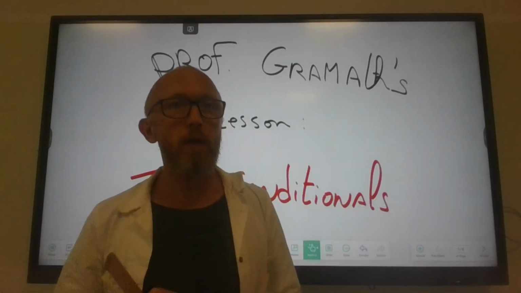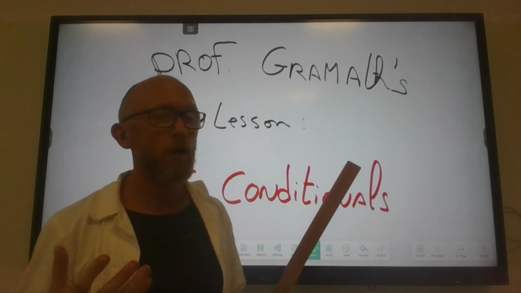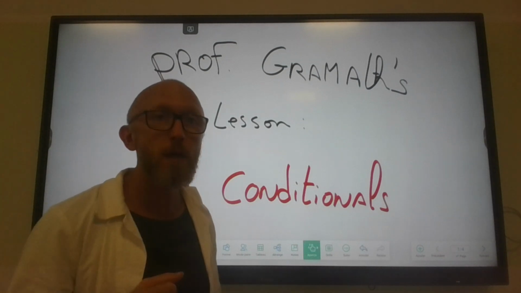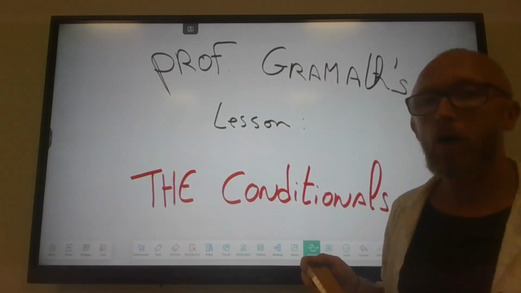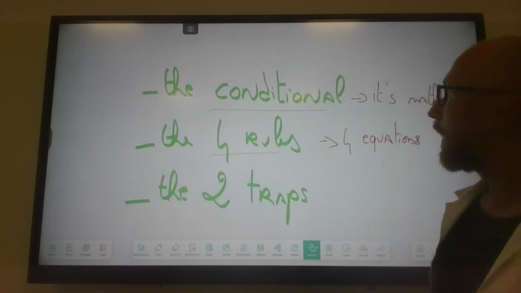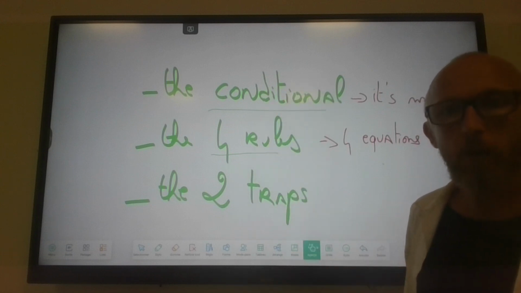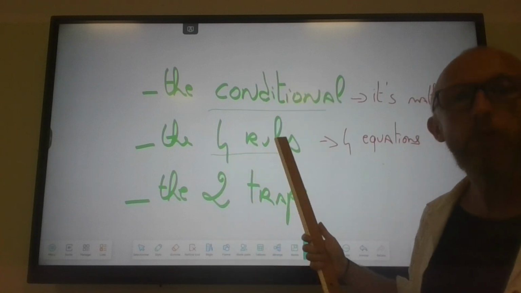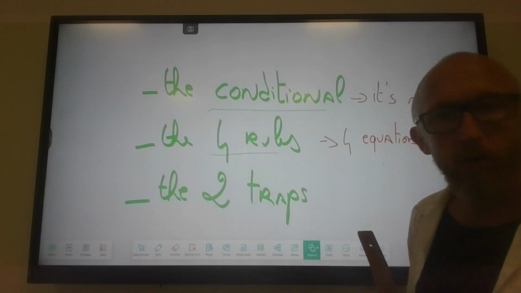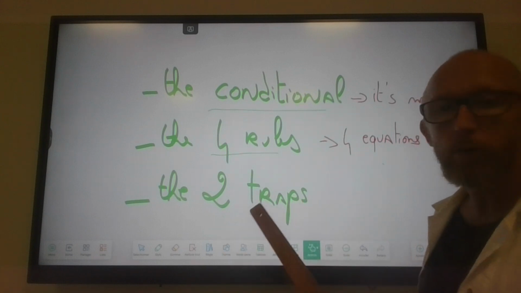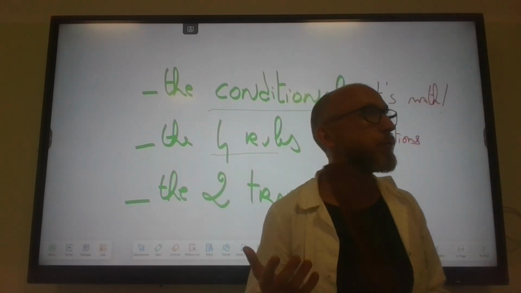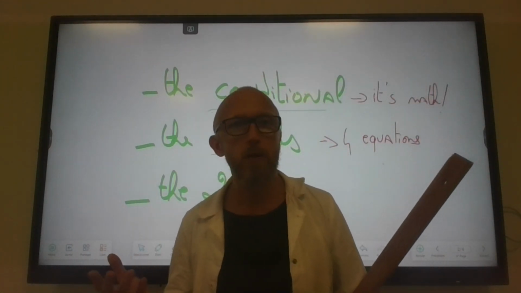So, guys, today my point is to try and convince you that actually trying to see the conditionals as being four mathematical formulas will make life simpler for you. Let me explain. What are the conditionals? Which is the first thing we're going to see together. Then we're going to see together the four rules that constitute those conditionals. And lastly, in order to better avoid them, we're going to see together what are the two traps that are to be avoided.